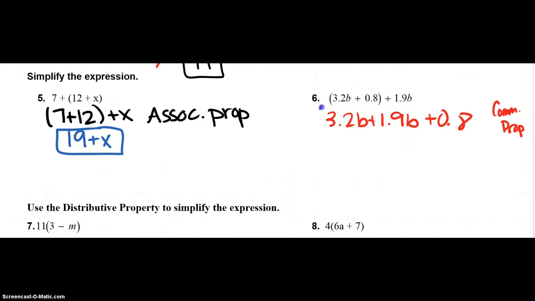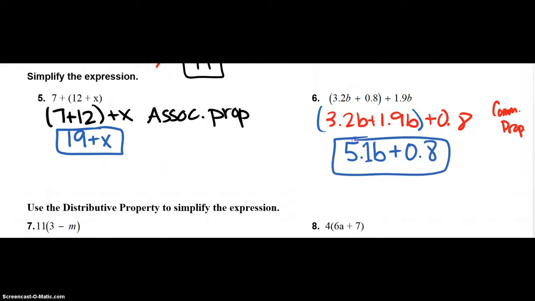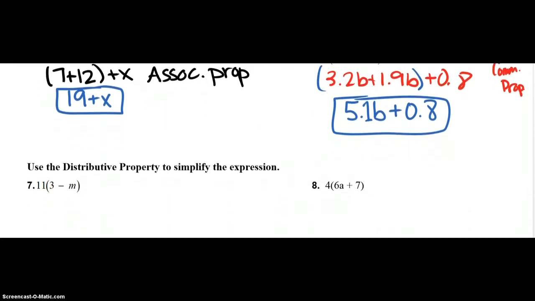And then I'm going to regroup these two, and I'm going to add 3.2b plus 1.9b together, and that is the associative property. Once I've grouped 3.2b and 1.9b, when I add those two together, I get 5.1b, and then I have to add on that 0.8. So I can't combine any more terms here, so this is as simplified as it can get. So I'm going to box that answer and go ahead and move on to number 7.